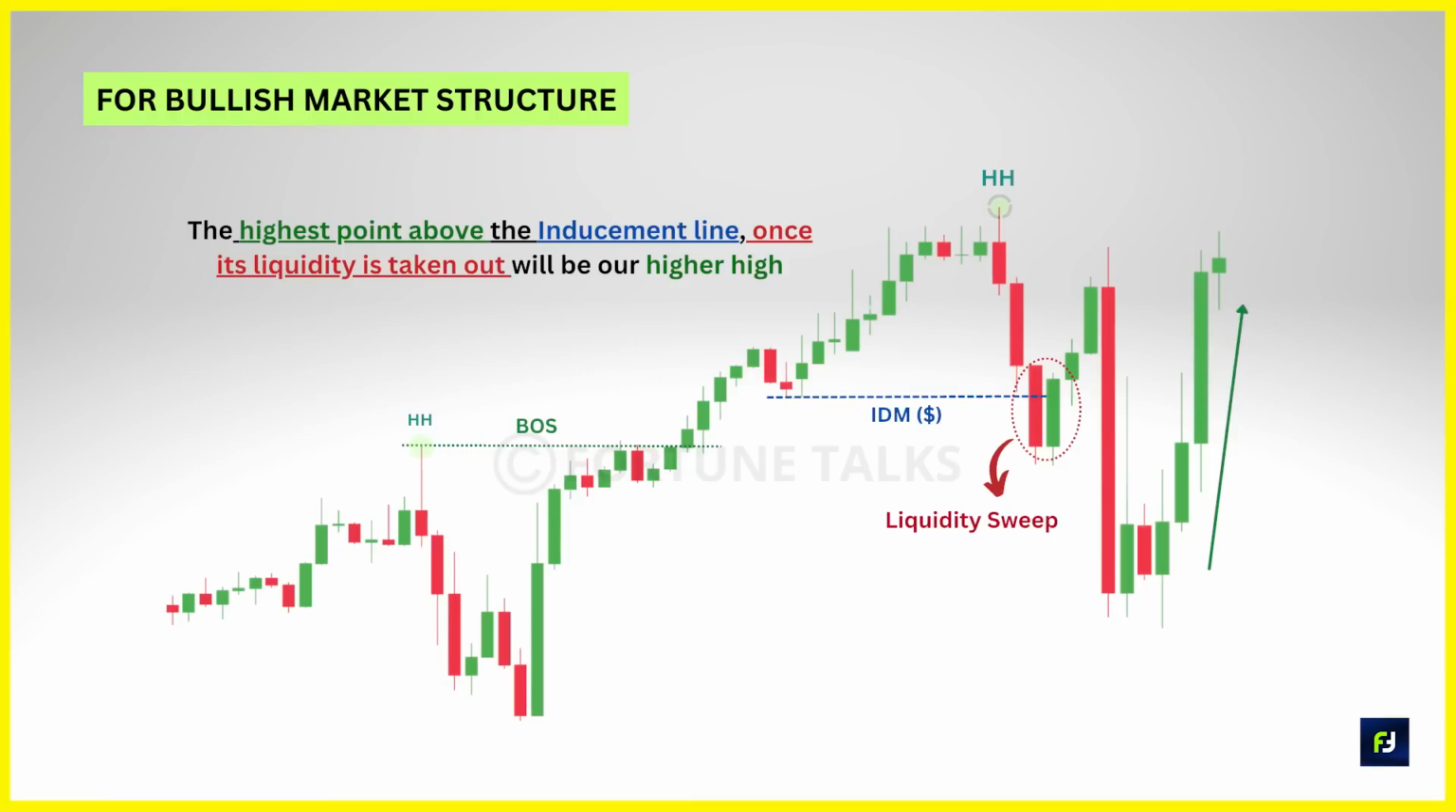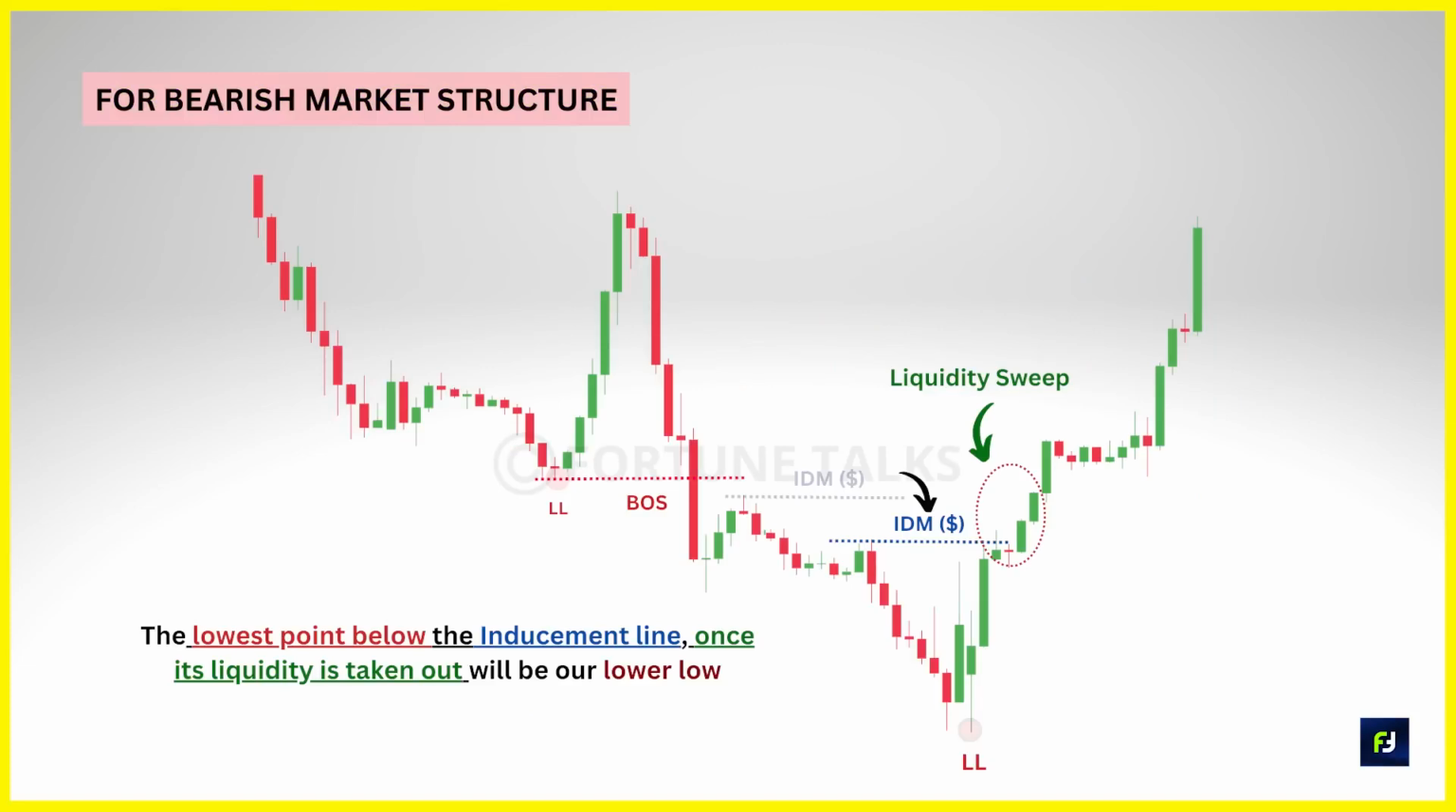Then the highest point above this inducement line, once its liquidity is taken out, will be our higher high in case of a bullish market structure. Similarly, the lowest point below the inducement level, once the liquidity above the inducement is grabbed, will be our lower swing low in case of a bearish market structure.